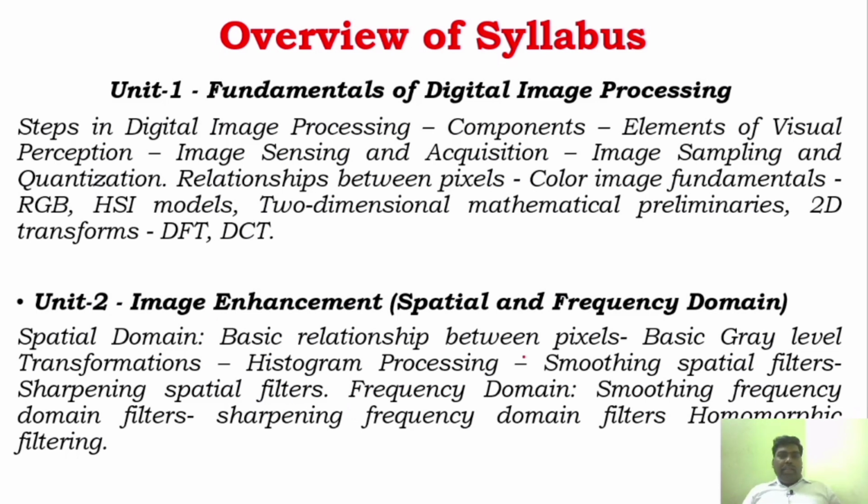Unit 1 is all about the fundamentals of digital image processing, where you will study the important elements of digital image processing, the different steps in digital image processing, and the difference between image and pixel. In unit 2, you'll study image enhancement, where you'll study different enhancement techniques like smoothing, histogram processing, and sharpening an image, and what techniques are involved.